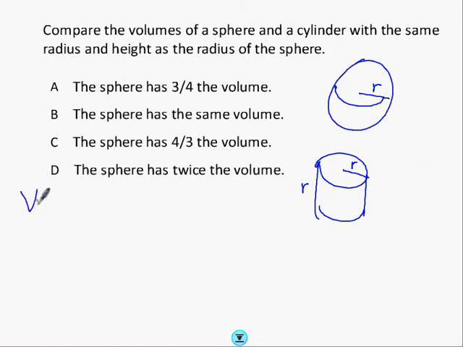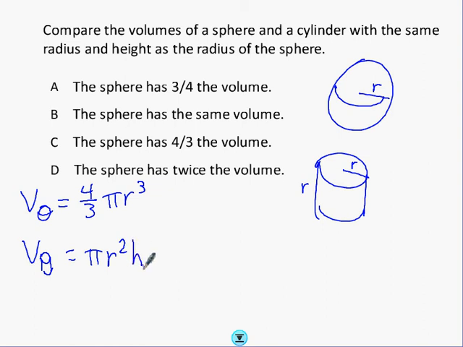Well, the volume of a sphere, and I'm going to put a sphere here. The volume of a sphere is 4/3 pi r cubed. And since we said the radius is r, we're done. The volume of a cylinder, on the other hand, is the area of the base, pi r squared, times the height. I remind you that in this particular instance, the height is r, so it's r squared times r, which is r cubed. So the volume of the sphere is 4/3 pi r cubed. The volume of the cylinder is 1 pi r cubed, or 3/3 pi r cubed.